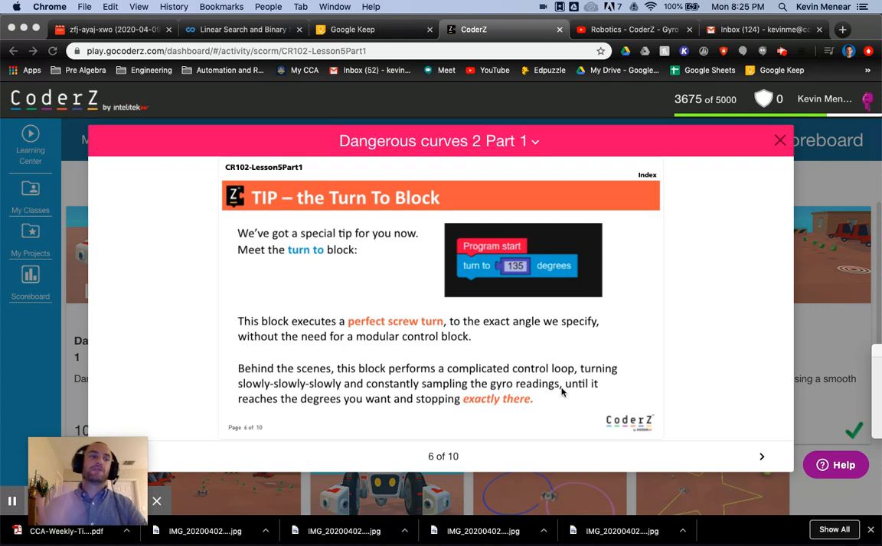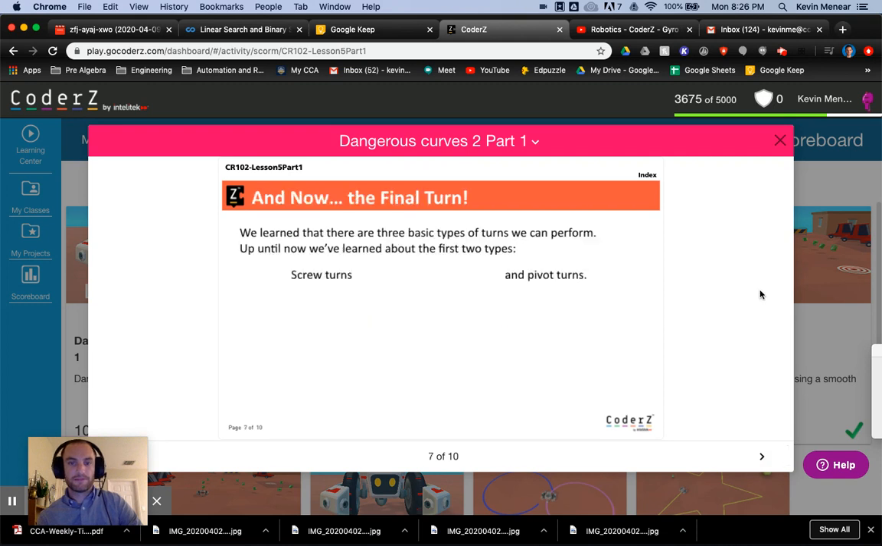So what this does is it actually just does a regular screw turn, not a pivot turn, and it turns it exactly to the degree that you want it to turn to. Perfect. So you don't have to worry about overshoot. You don't have to worry about anything like that. So yeah, cool. So that's just way better. And we're going to work with that.